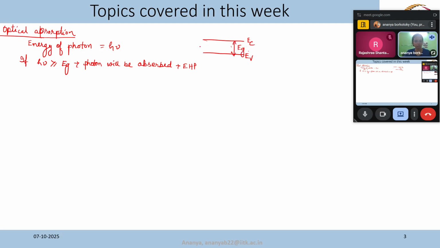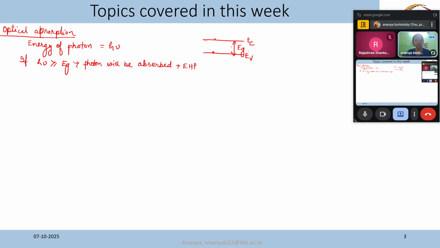When a photon has an energy less than EG, what will happen to that? That photon will transmit through this material. So for that frequency, for that wavelength, the material will look transparent. And if the energy of the photon is equal to EG, one electron from the valence band edge will go to the conduction band edge. So one electron and hole pair will be generated for each photon if h nu is equal to EG.